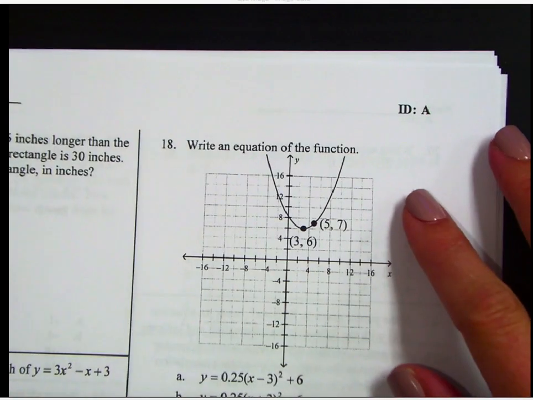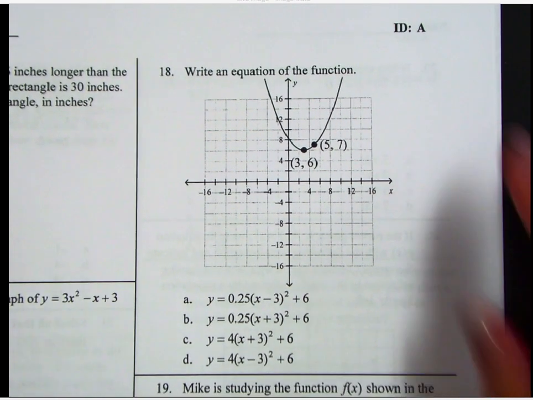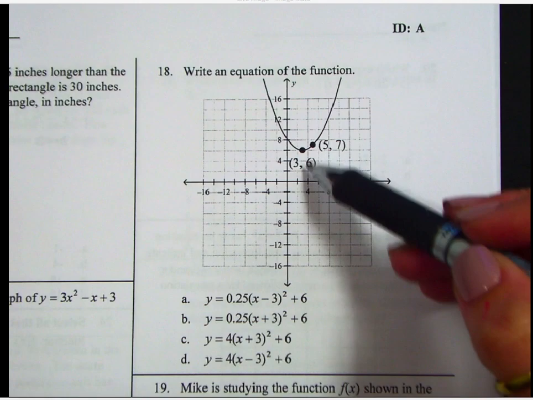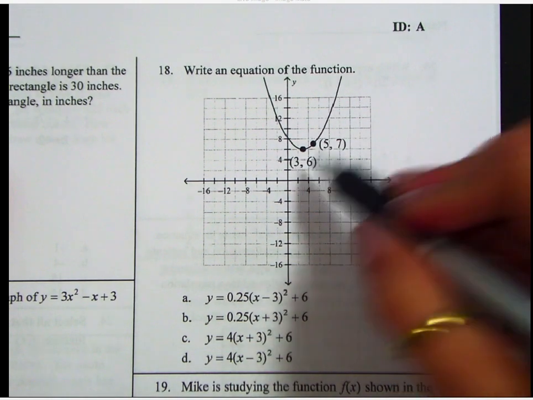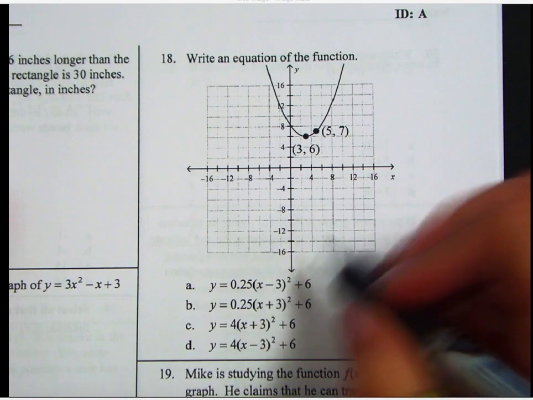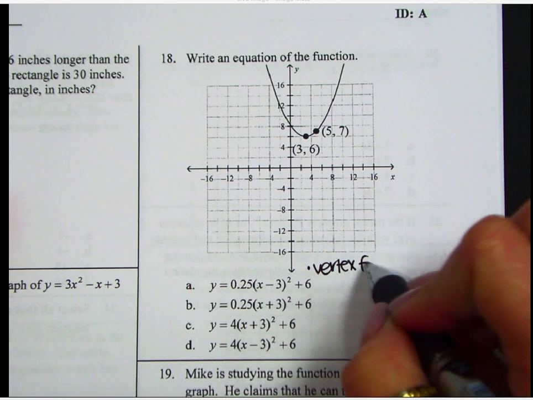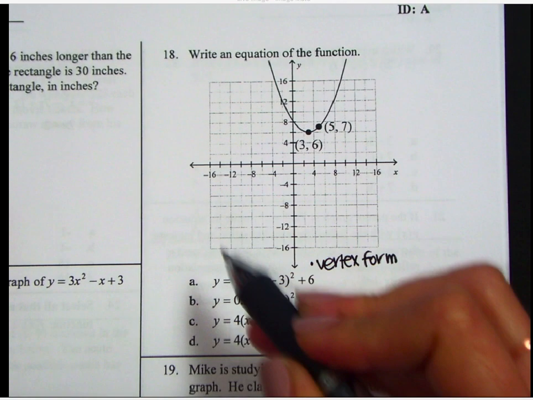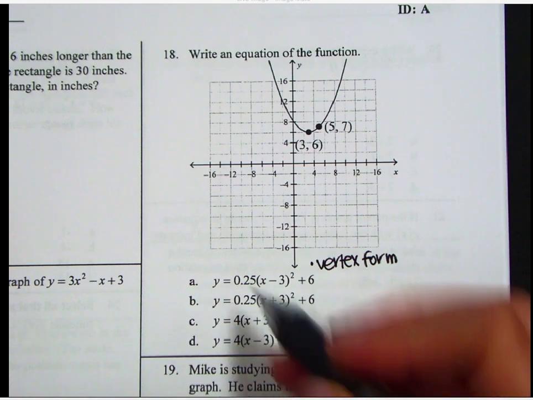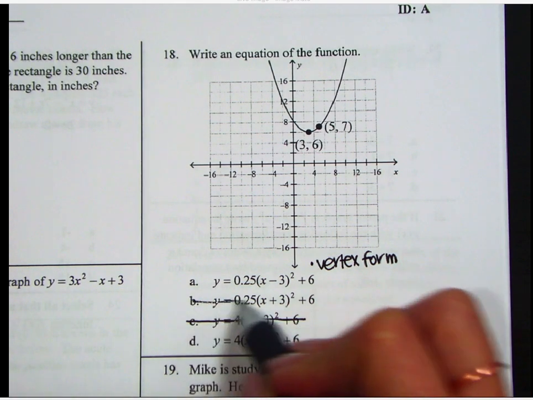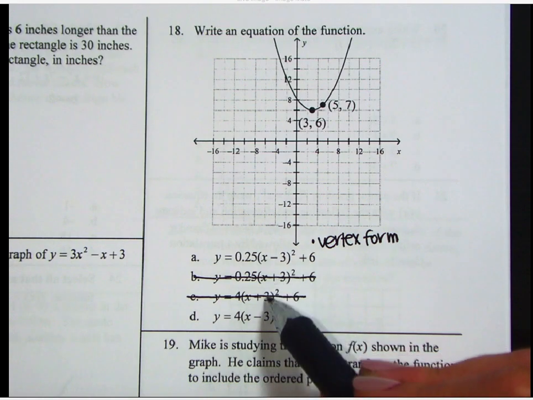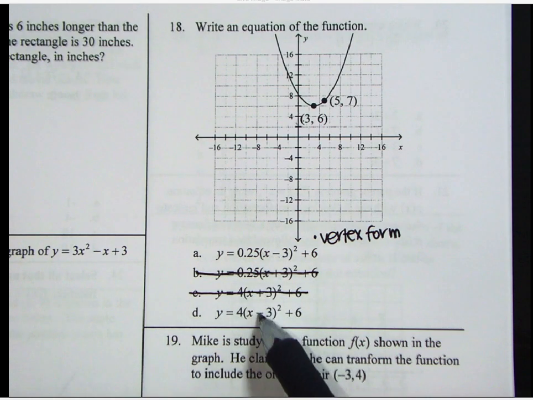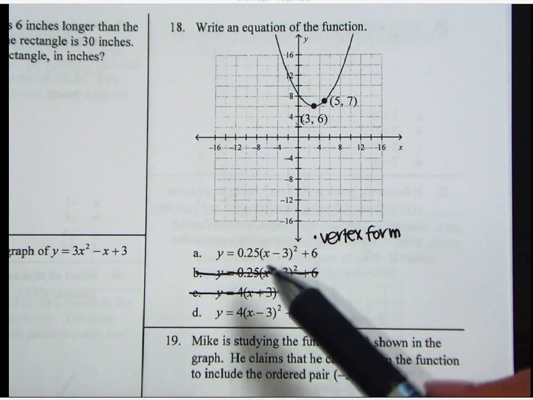Number 18, we're going to write the equation of this function. So if you look here, we can already understand that our vertex is going to be 3, 6, and this is all in vertex form. So remember when we are in parentheses with the x value, it's going to change sign. So if this is positive 3, when it's plugged in, it's negative 3. So we can already eliminate the positive 3 for part B and C. So again, your x value is 3, so plugging it in would be negative 3 for vertex form. So my answer has to be A or D.